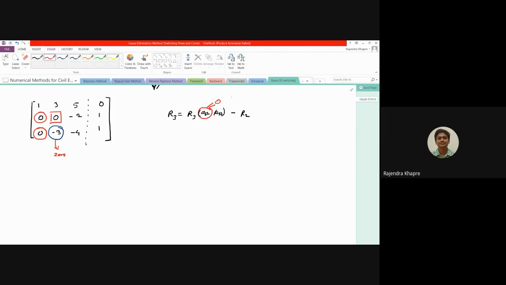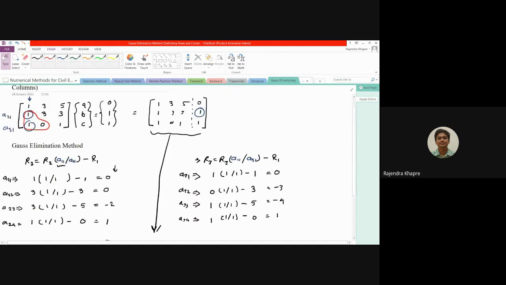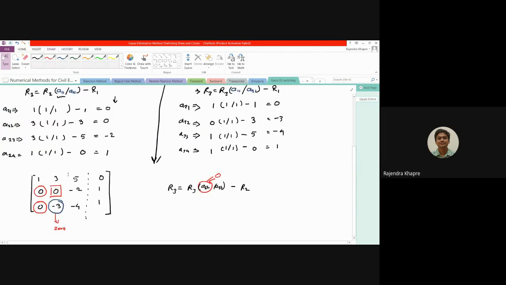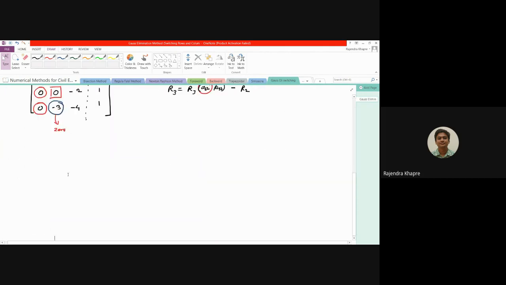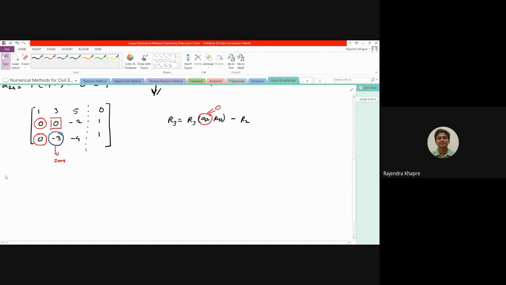When we started with this problem, the diagonal element was 3, but after the row operation, the diagonal element has become 0. Now how to deal with this? There are two methods to deal with this. Method 1: we switch the rows.